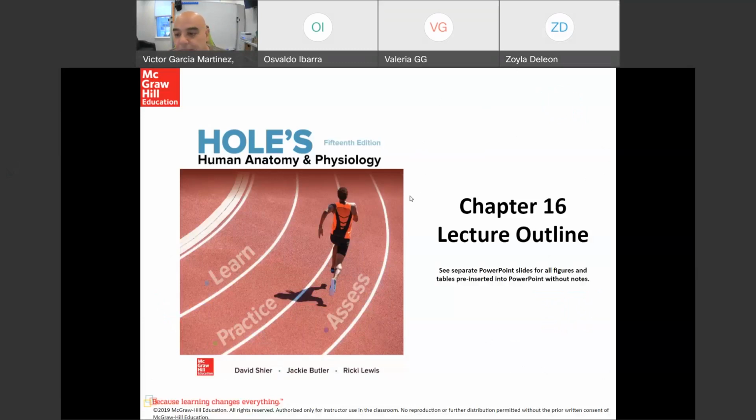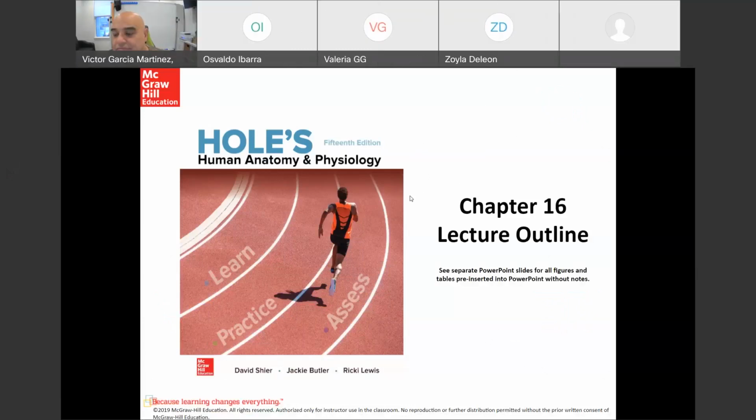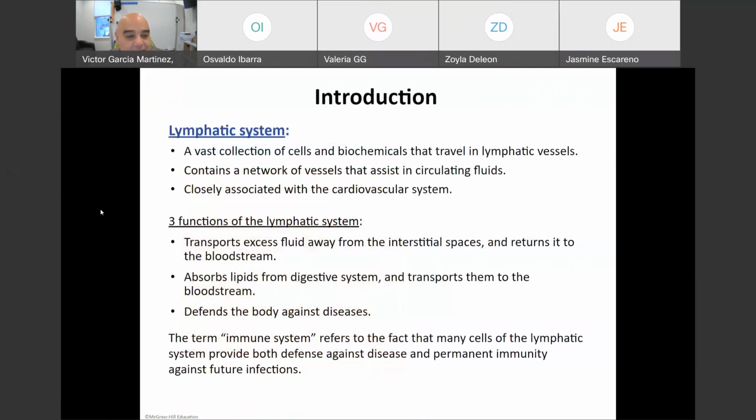Then, if you remember our Tuesday session, we were talking about the lymphatic system. If you remember, for the cardiovascular system, we have the heart, which is the pump, and we have the blood vessels. In this case, we have no pump because the pump is going to be our skeletal muscle. It's going to be the same thing as veins.